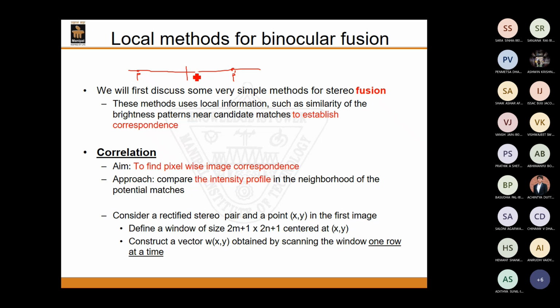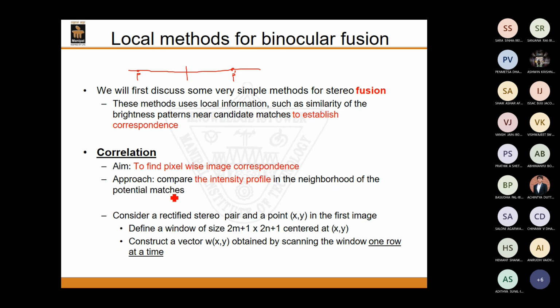The search for the correspondence point should be found only along this same row. And along the same row, we try to do some kind of similarity measure to see which is the best matching point. In order to find this correspondence, it is the same as saying that you're trying to find the most correlated pixel pairs. We can find the correlation by different methods.